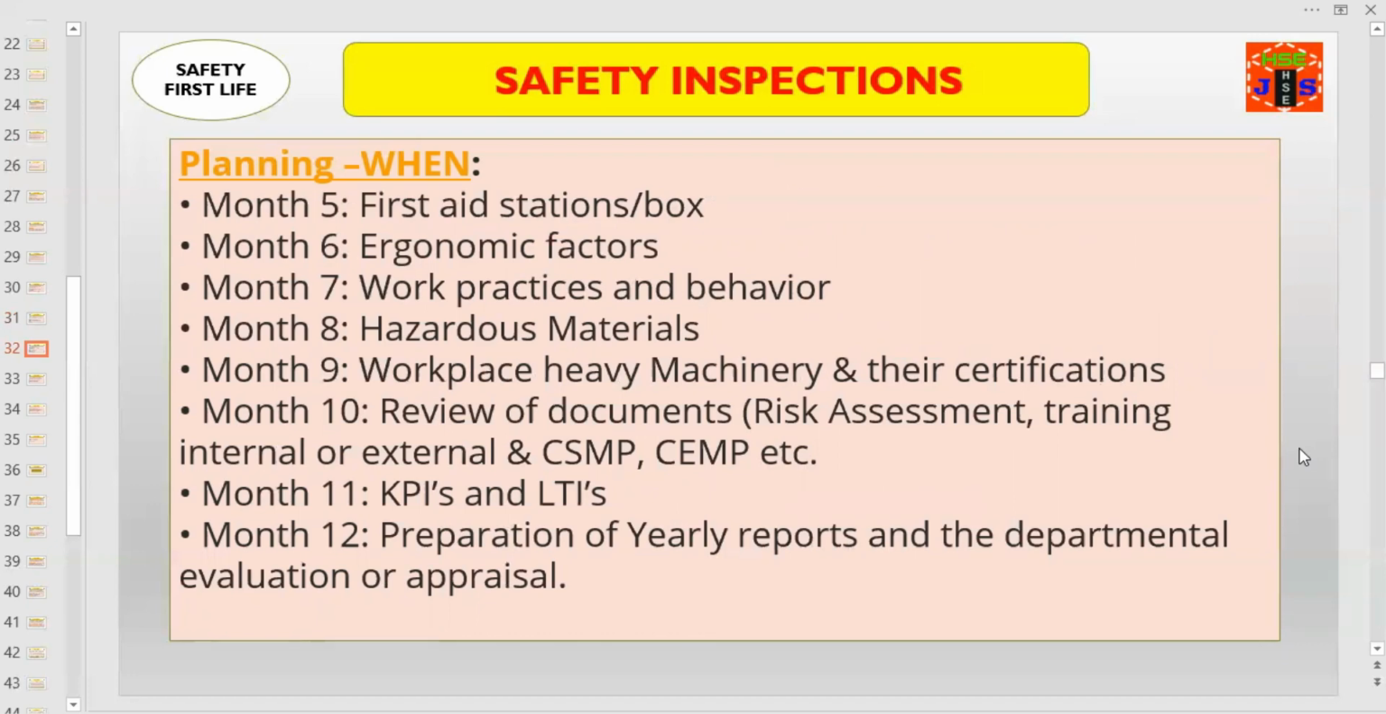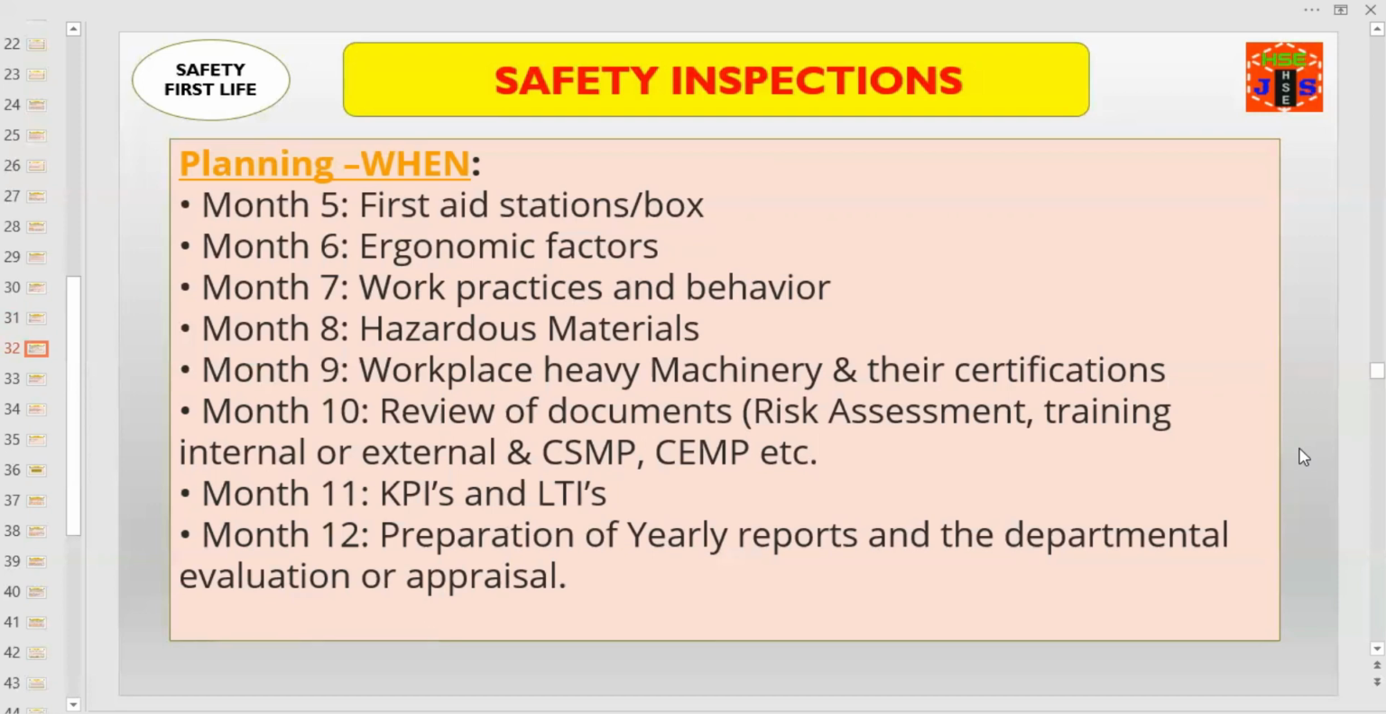Month 8, hazardous materials. Month 9, workplace heavy machinery and their certifications. Month 10, review of documents, risk assessments, trainings, internal or external, construction safety management plan, or environmental management plan, etc. Month 11, maybe your schedule is to look at KPIs, key performance indicators, and the record of LTIs, lost time injuries. In month 12, preparation of yearly reports and the departmental evaluation appraisal. Months 1 to 12, these are all just examples.